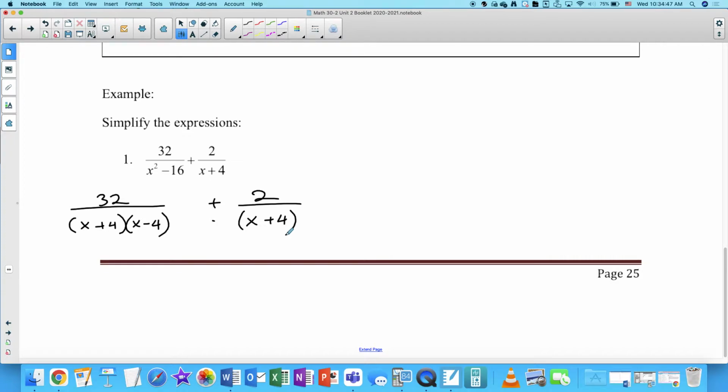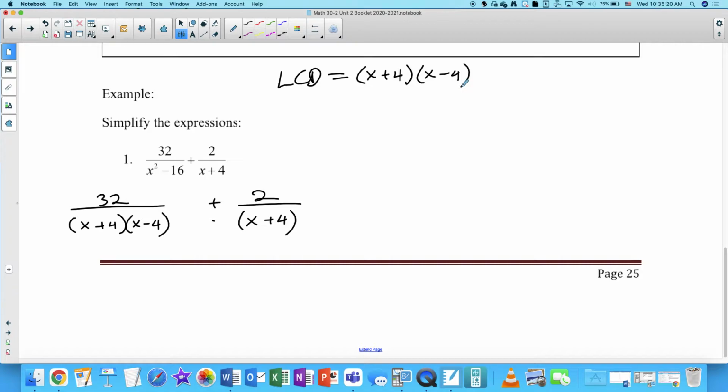What now? Yeah, figure out what the LCD is. What do you think the LCD is in this case? x minus 4? It's got to be both, because we have to be able to see every factor from each denominator. If I take these two, I have to have at least these two in there. But then when I look here, this one has already been accounted for. So my LCD is x plus 4 times x minus 4.